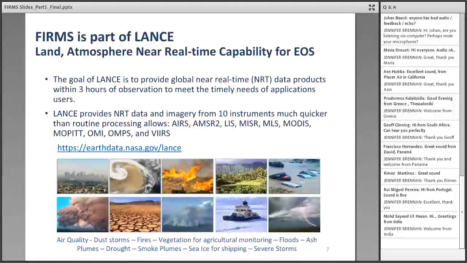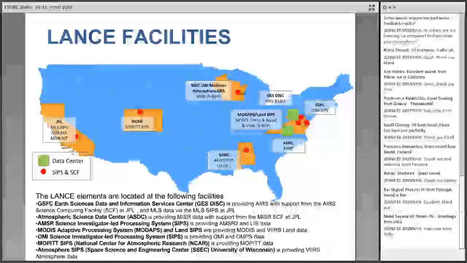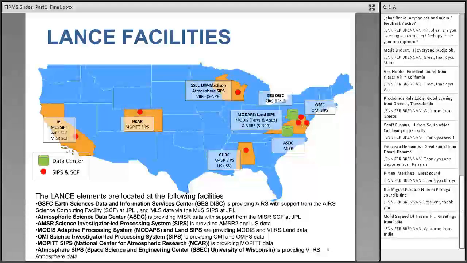I'm not going to describe LANCE any further, but the URL is there if you are interested and want to take a look. But what I did want to say is that LANCE is a virtual system, so it leverages the existing NASA data centers, SIPs, or Science Investigator-led Processing Systems, and science computing facilities. And the FIRMS system is now part of the MODAPS SIP, which processes MODIS and VIIRS data for land.